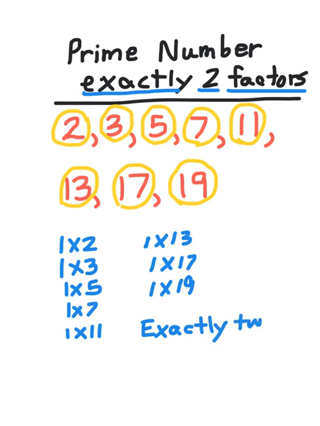And one of those factors is always going to be the factor 1. The other factor is going to be the number itself. Exactly 2 factors. So I hope you enjoyed our lesson today about products and factors and prime numbers.